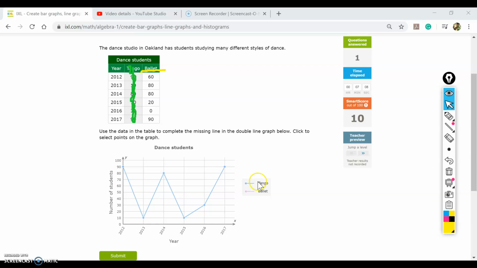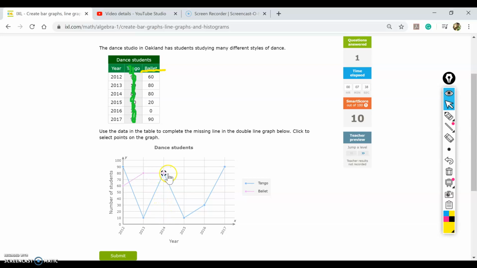So I would go to ballet, and it started on 2012 with 60 students. So I go to 2012 and I click on 60. There we go. Then I go to 2013. And what number do you think corresponds to 2013? Yes, smart students, 80. Then I go to 2014. So for 2014, I would have 80 students as well. So I click on 80.